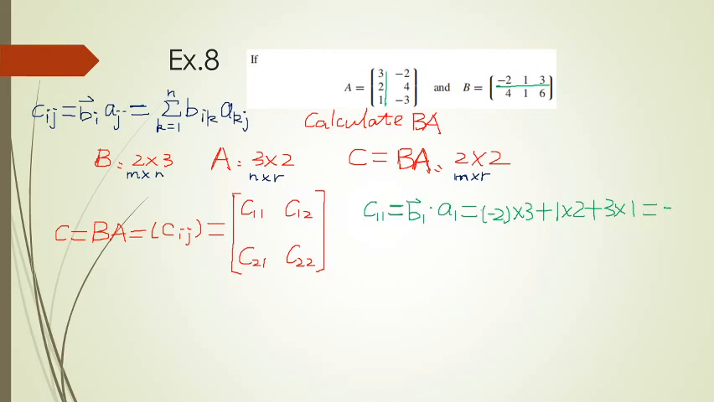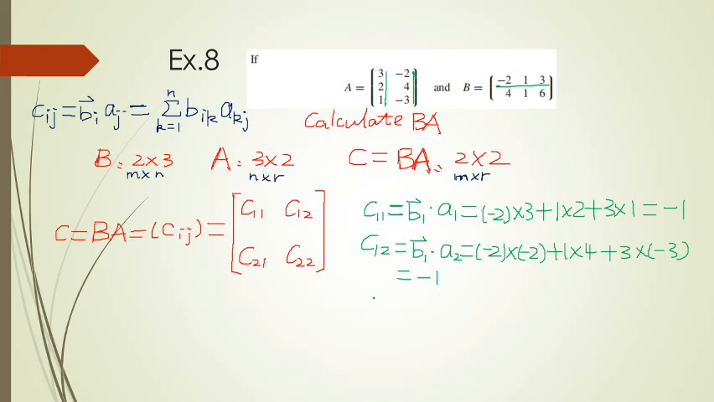Which is minus 1. And then C12 will be the row vector B1 times the A2 column vector. So that goes to the second column of matrix A. So that will be the same B1 row vector. So minus 2 times minus 2 plus 1 times 4 plus 3 times minus 3. So the answer is minus 1 again. Yes, minus 1 again.